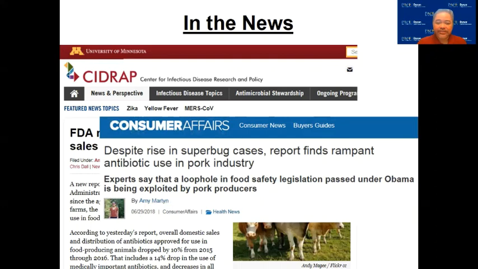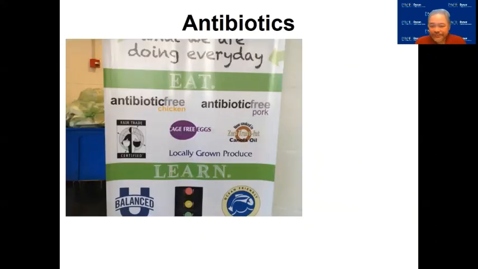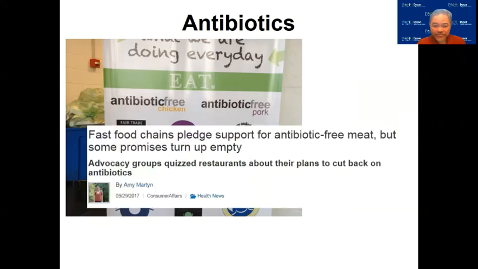They're still using it. This photo was taken from our canteen, and they always advertise their antibiotic-free chicken or antibiotic-free pork. That means they did not use antibiotics as a growth promoter. And the fast food chains voice support for antibiotic-free meat, but some promises turn up empty.